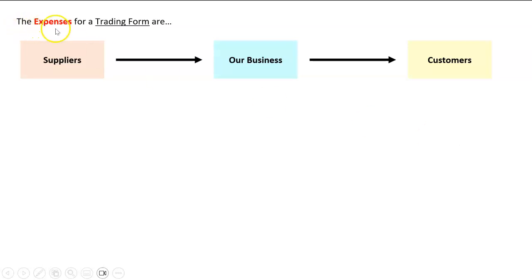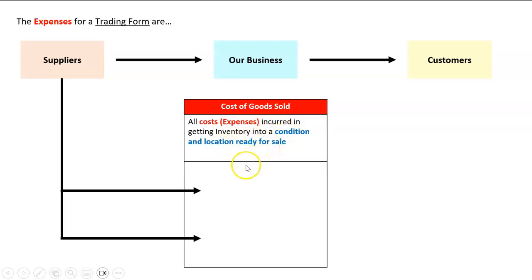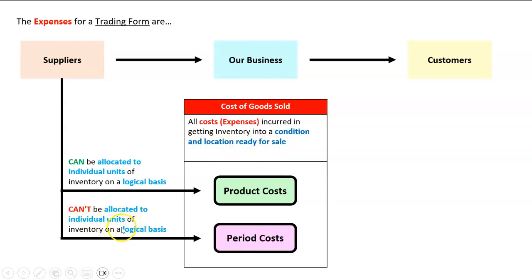Well, hopefully we've already learned from an earlier video that expenses for a trading firm which sells inventory are called cost of goods sold if that expense is required to get inventory from the supplier to our business, to get the inventory in a condition and location ready for sale. And then what we said was, for those expenses, some of them we can allocate to individual units of inventory on a logical basis. That's going to be called a product cost. But the ones that are required to get inventory in a condition and location ready for sale, but some we can't allocate to individual units on a logical basis, we're going to call those period costs.